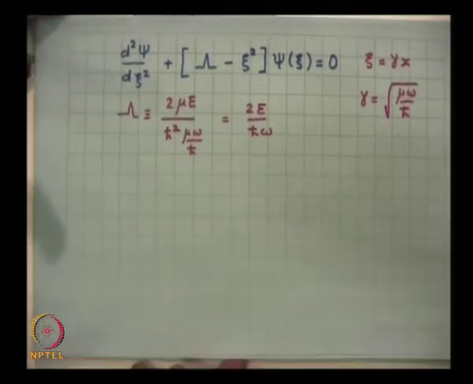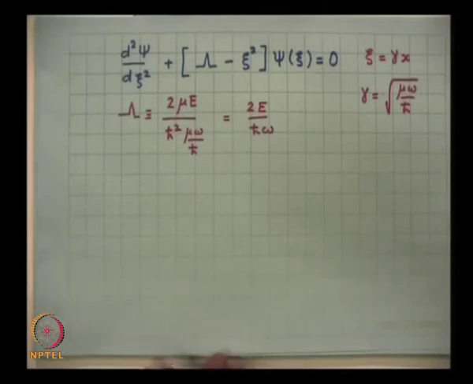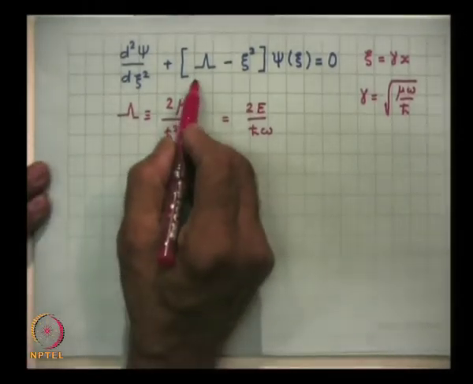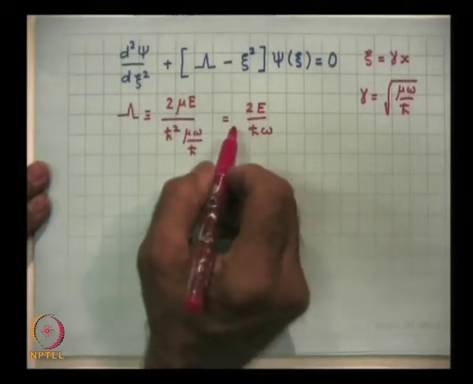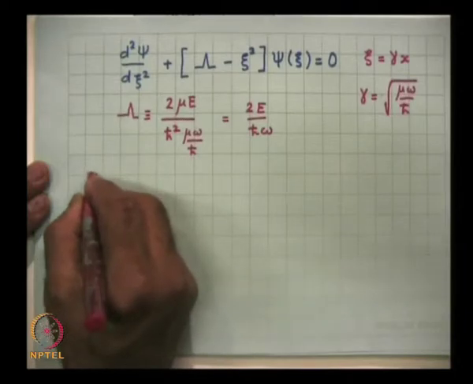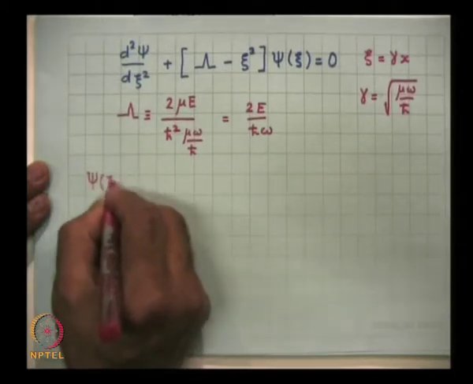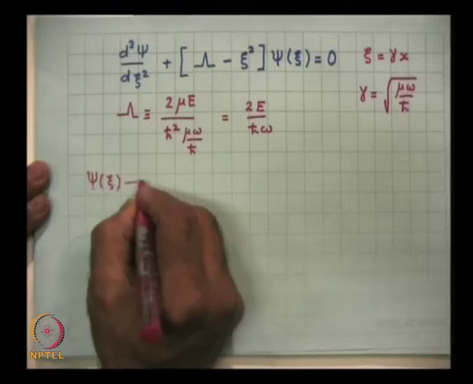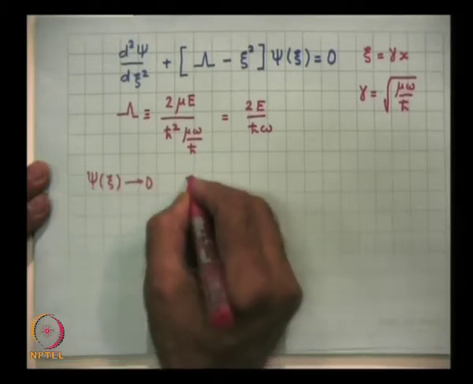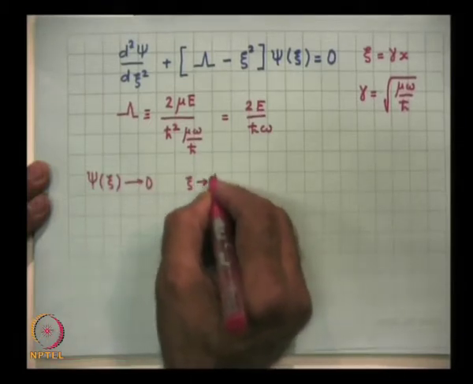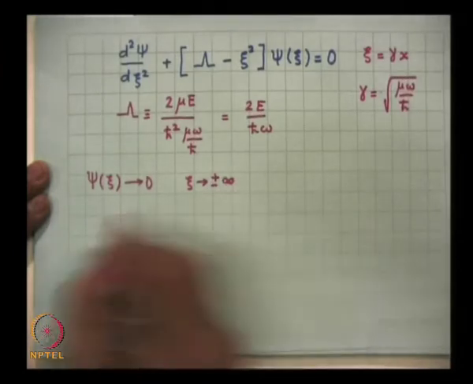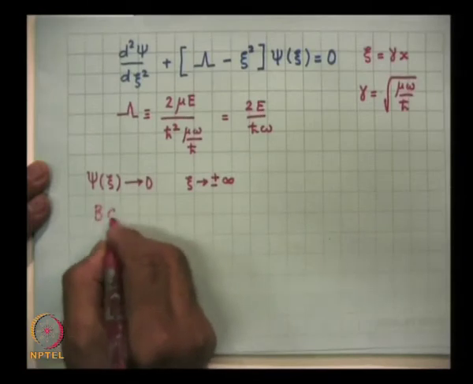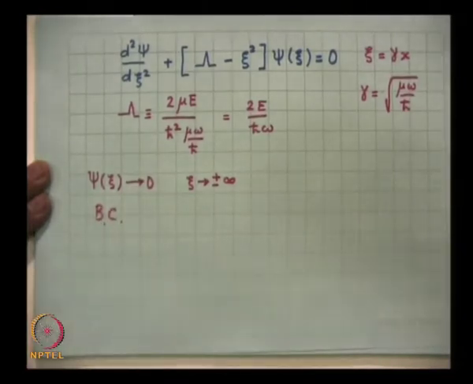Now, we will later solve this equation. We will find that if I assume that psi of x or psi of xi is made to go to 0 as x or xi tends to plus infinity or minus infinity, this is known as the boundary condition.